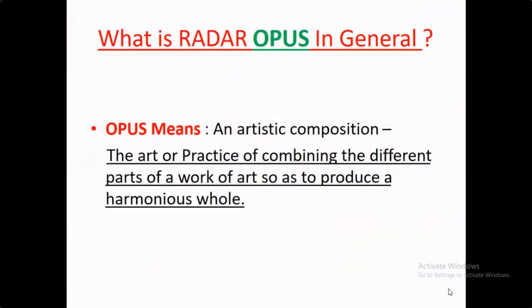So, what do we mean by opus? Opus is an artistic composition. It is the art or practice of combining the different parts of a work of art so as to produce a harmonious whole. So just by the meaning, we are getting the hint that we will be combining everything, the repertorization, the reference section, and the patient management all in one place in this particular software, which is a very beautiful software designed for very busy practitioners.